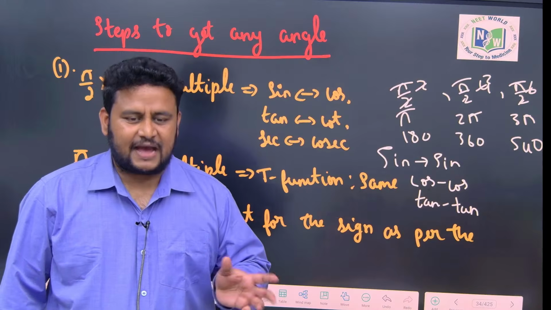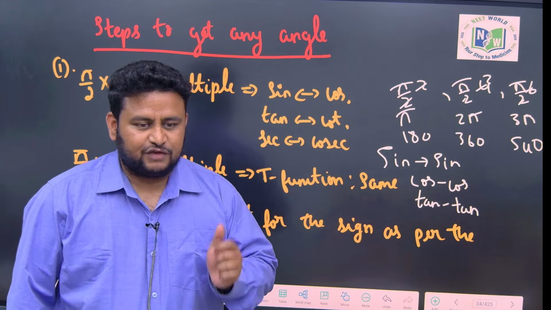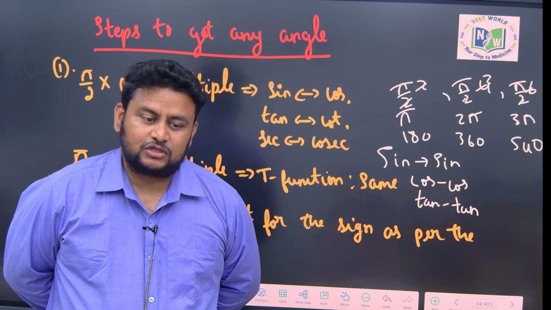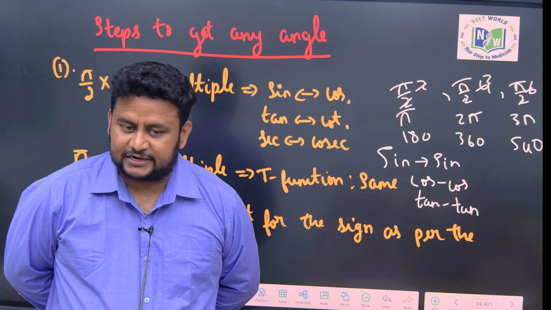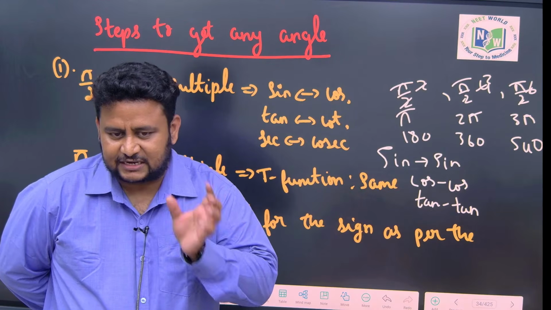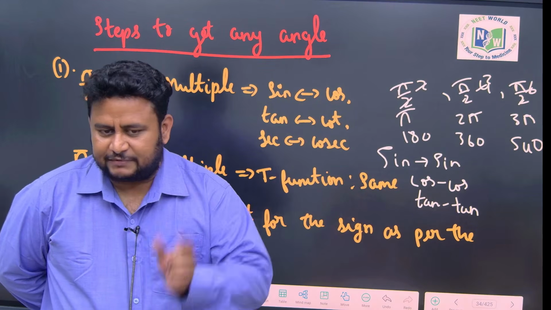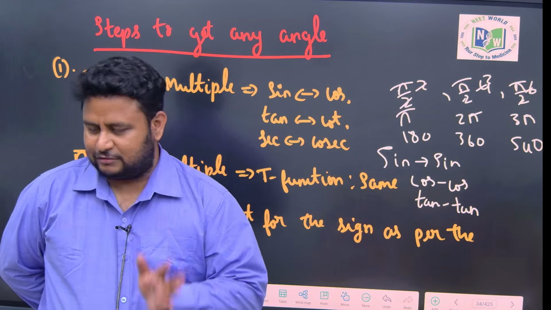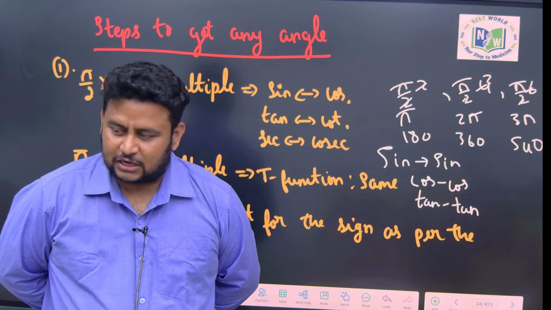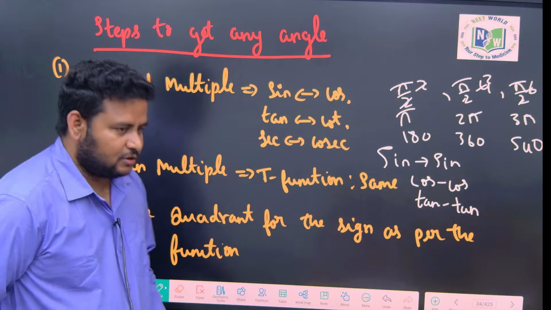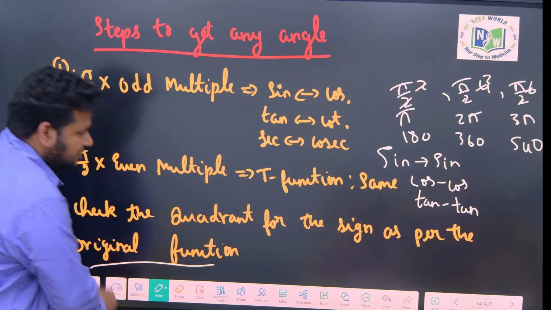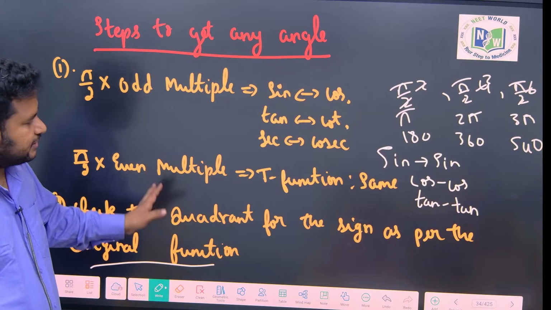Now when they give some angle, you have to look at the original angle. If you look at sin 300 degree, 300 degrees is in which quadrant? Fourth quadrant. Sin in the fourth quadrant is positive or negative? Negative. So you have to look at the original angle. Whatever value you get, forget that. But sin 300 degree will be a negative value. But if I say cos 300 degree, is it positive or negative? Positive, because in the fourth quadrant cos is positive. So that is what is given here: check the quadrant for the sign as per the original function.